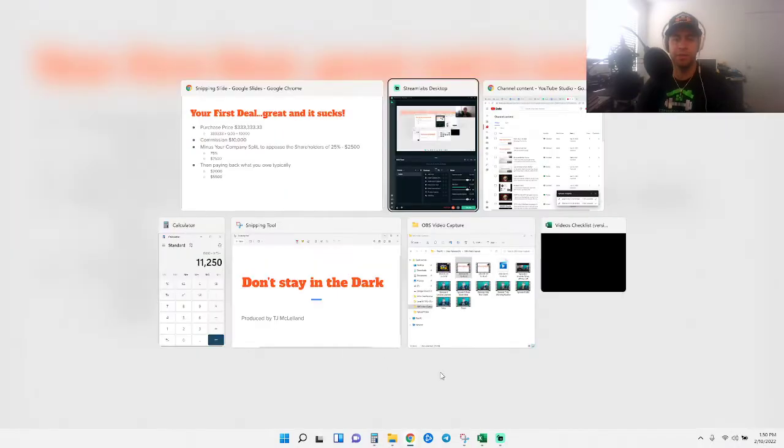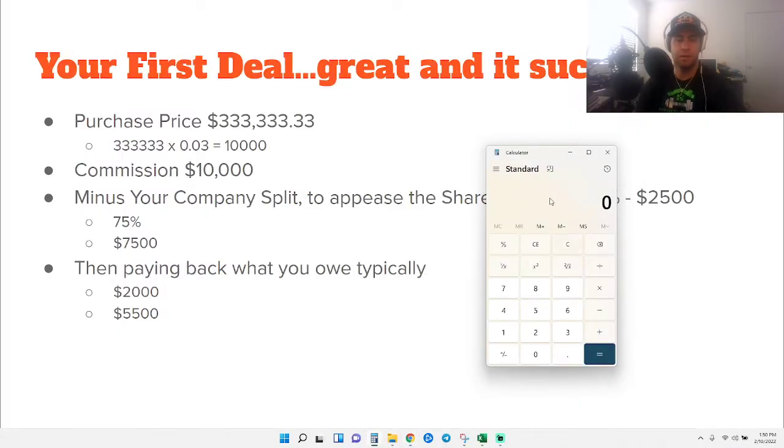I'm going to pull up my calculator really fast, and I'm going to just do these on the fly. So let's take 333,033 cents times 0.03, or 3%, and we get roughly 10,000. If I had more threes in there, we would have hit 10,000. So that means there's $10,000 in commission that's going to come to your side, or the buyer's agent side, for this particular transaction. Now that 10,000 usually goes into the trust account for the company.